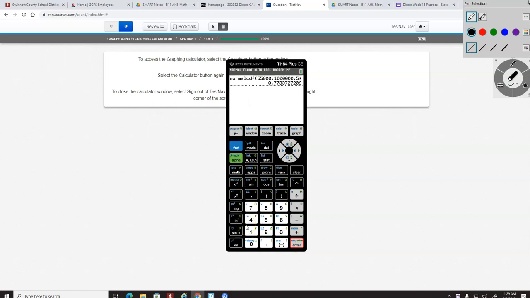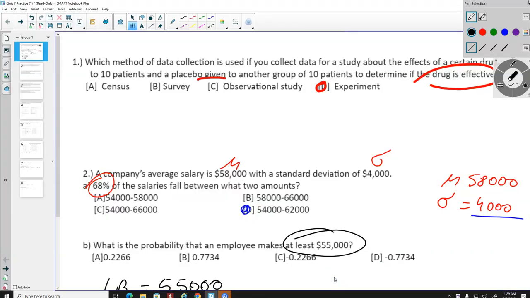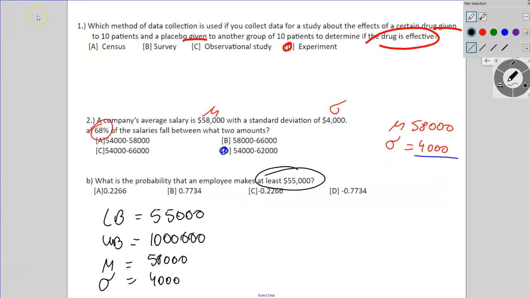That's 77%. So if we go back to our graph, that's 0.7734 if we round it up. Okay, so it's answer B.